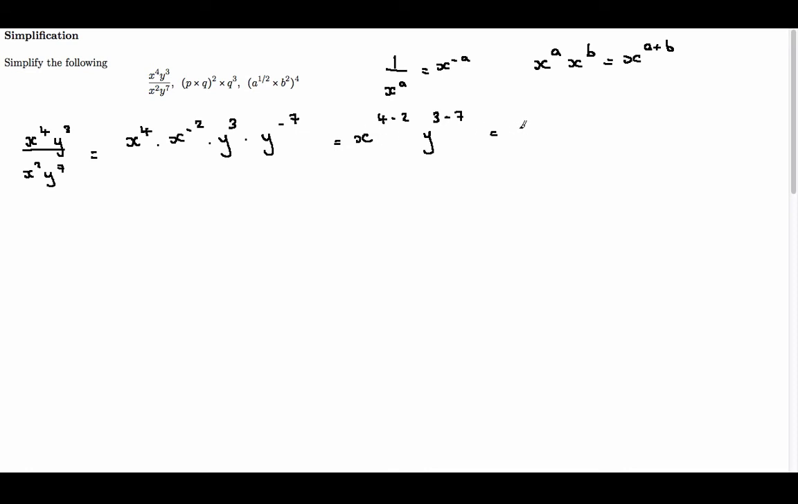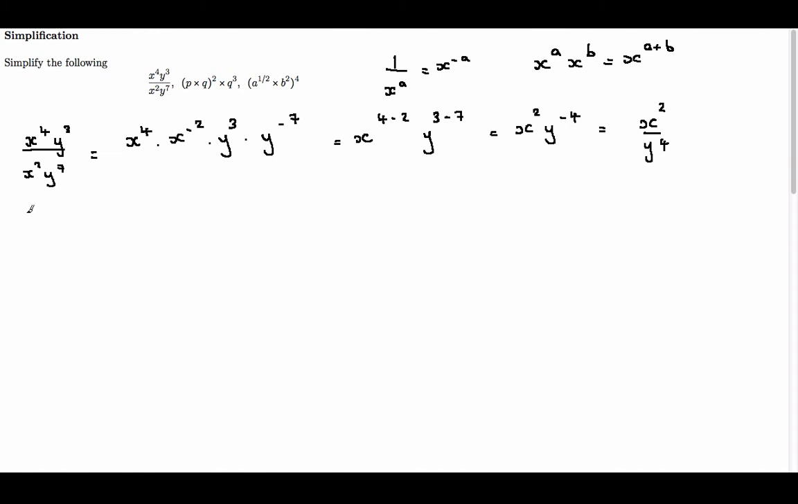So that just simplifies down to x squared times y to the minus 4, which we will write as x squared over y to the 4. So this is x to the 4 y cubed over x squared y to the 7, all simplified.